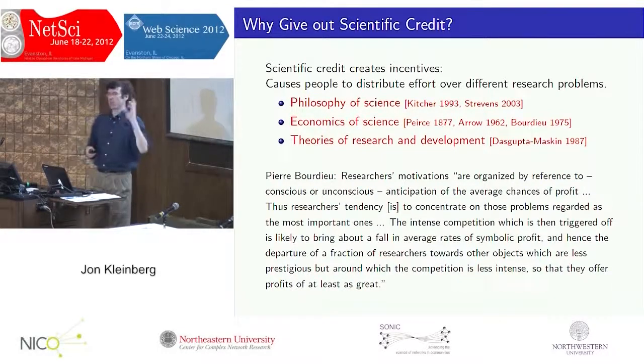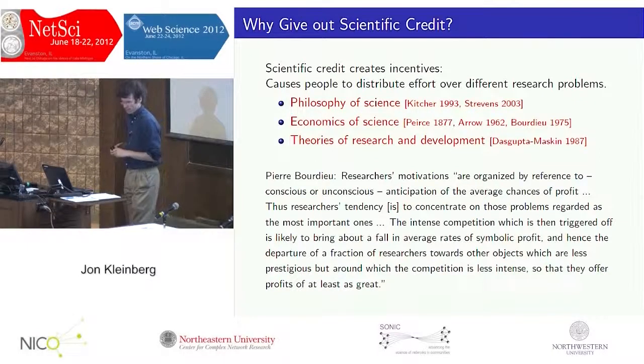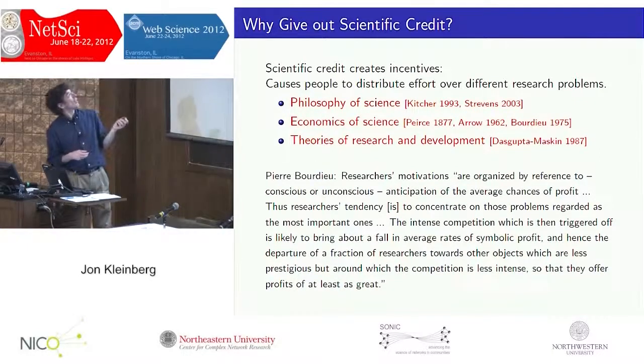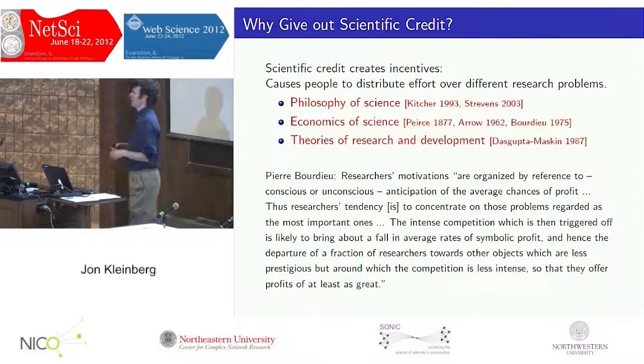One very eloquent phrasing of this comes from the social philosopher Pierre Bourdieu, who wrote about how researchers' motivations, and of course as scientists we all recognize this, are organized by reference to conscious or unconscious anticipation of the average chances of profit. So they concentrate on problems regarded as the most important ones, but then there's this intense competition triggered off, which brings about a fall in the chance of you getting credit for the important one, and hence a departure of a fraction of researchers toward other objects which are less prestigious, but around which the competition is also less intense. So big problem, big competition, hotspots, people get scared away from the hotspots, move to other things.